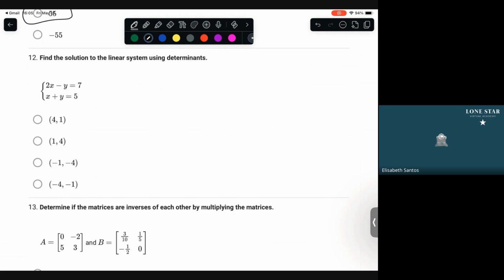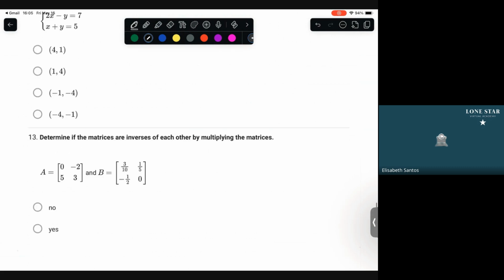Find the solution to the linear using determinants. I should have deleted this one. Okay, let me double check that. That should be deleted. That one is deleted, so don't worry about that one. And let's go to our last question.